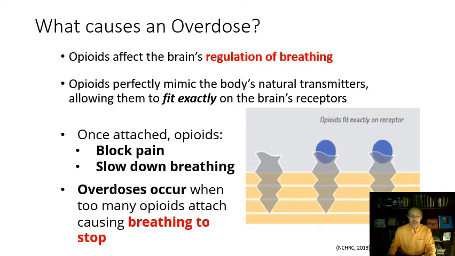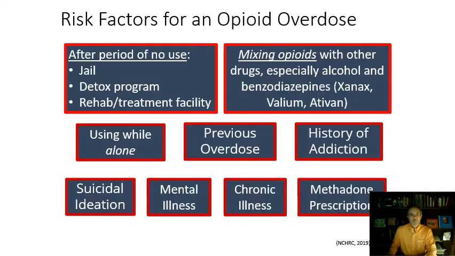This lists some common risk factors for an opioid overdose, and in the upper left-hand box, that's where we typically see the most of our overdoses occurring, after a period of no use. So this might be someone who was in jail, went through a detox program, or was recently released, or is currently in a rehab or treatment facility.